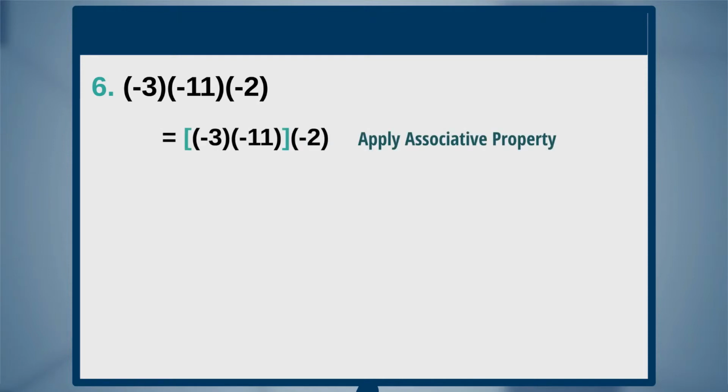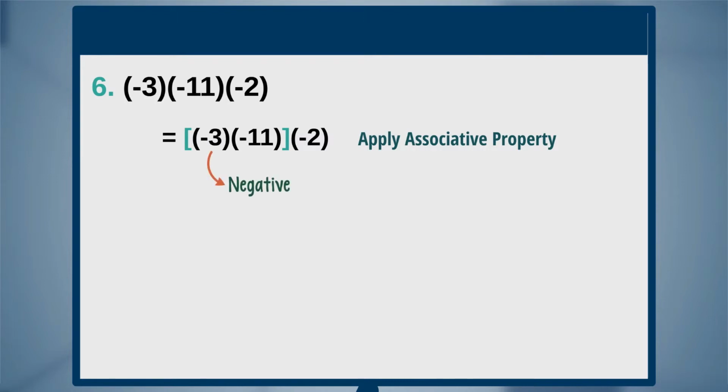Here's another example. For number 6, find negative 3 times negative 11 times negative 2. Applying the associative property gives us the quantity of negative 3 times negative 11 times negative 2. Like what we did on the previous example, we will solve the factors -3 and -11 inside the bracket.